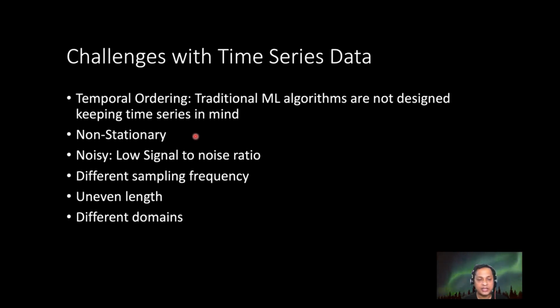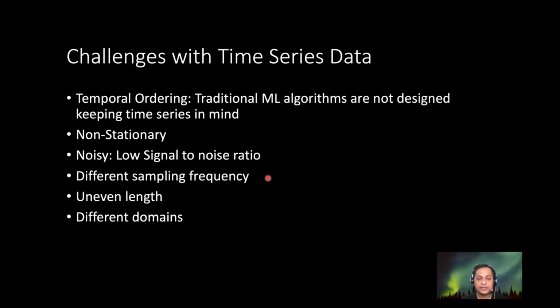Then there are other challenges. For example, the nature or the pattern of the time series changes over time, making it non-stationary. Time series data may go noisy. Generally, in an industrial environment, we use sensors to capture time series data. If a sensor goes faulty, it starts picking up a lot of noise, reducing the signal to noise ratio.